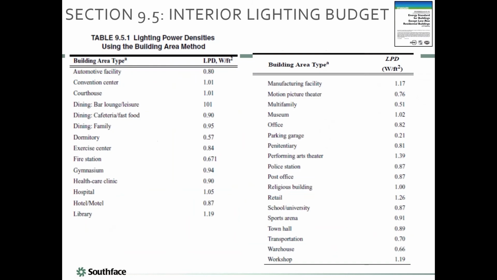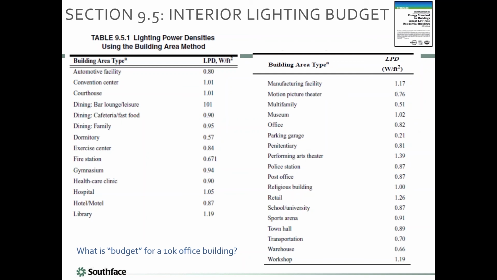So building area method, cut to the chase, here's the table. If you are, say, a retail building, you get 1.26 watts per square foot. All retail is created equal under this approach. If you're an office, you get 0.82 watts per square foot. So a 10,000 square foot office would get 8,200 watts. Just for reference, under our previous / current code in 2019, you were allowed 1 watt per square foot for offices. So you can see an 18% reduction on office lighting. And that reflects the available LED technology that's out there.